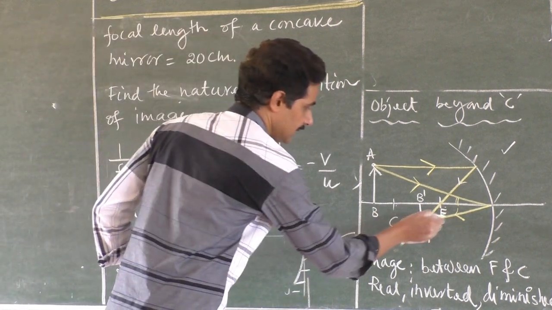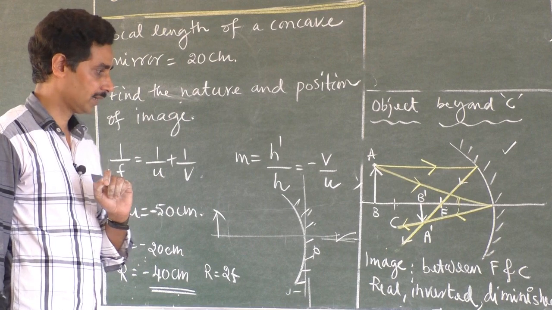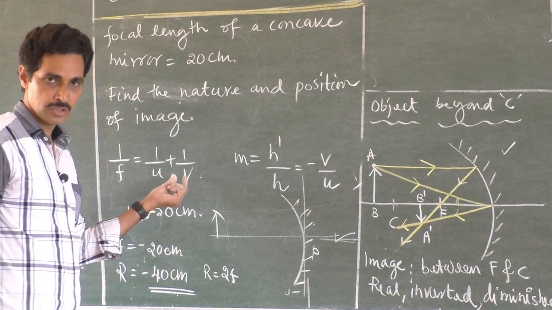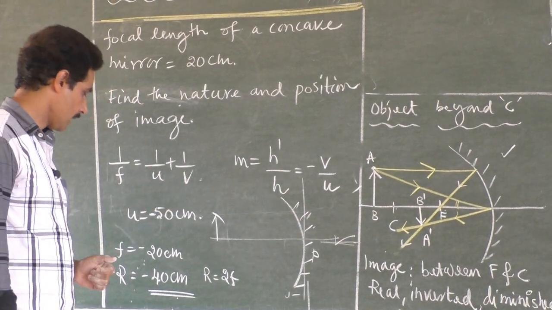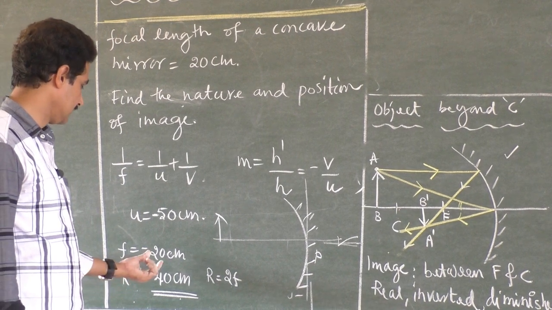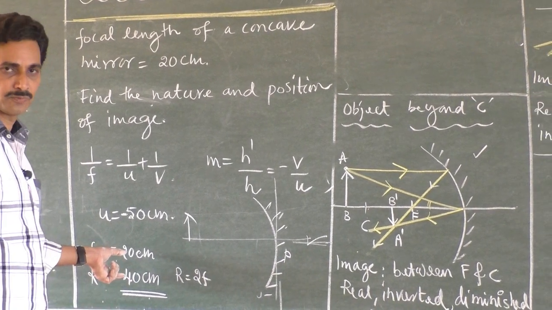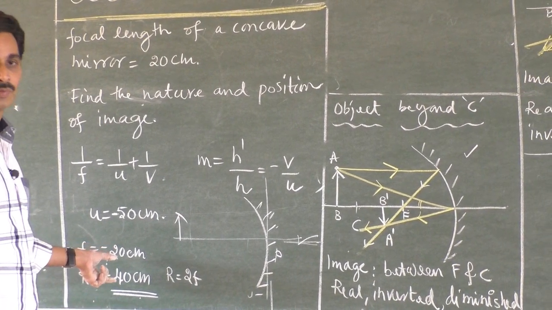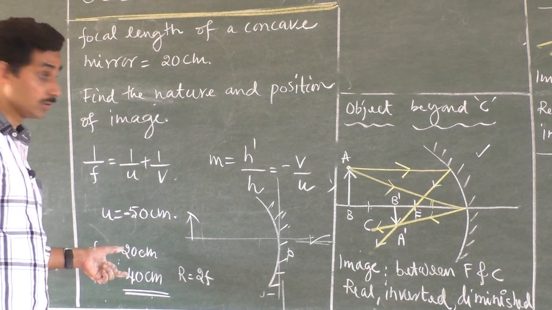Image should be between C and F. That means our image distance answer should be between 40 and 20. Am I right? It should be between 20 and 40. Let us see whether we get it between 20 and 40. So you should do this.